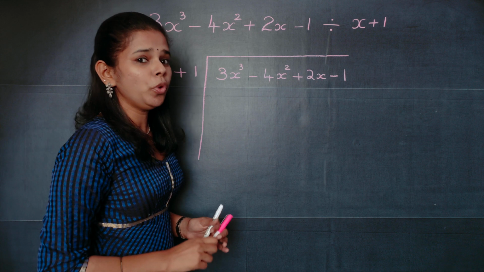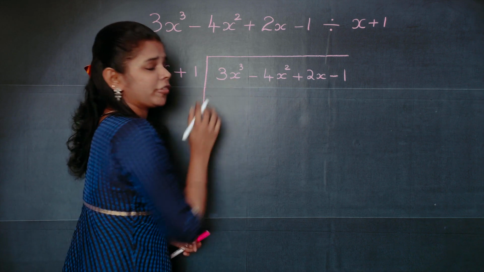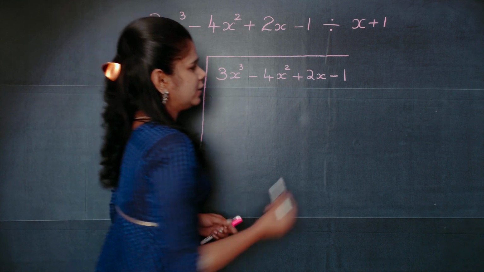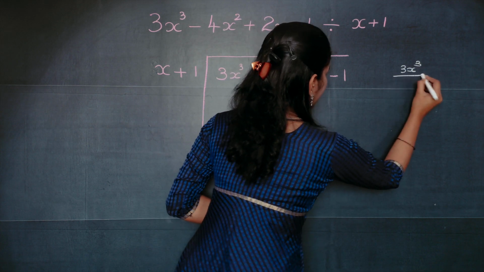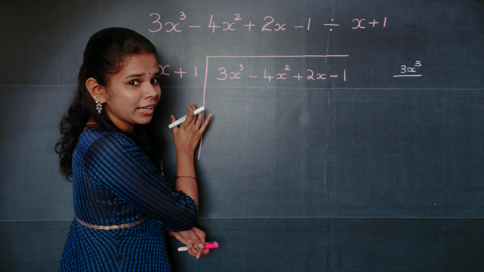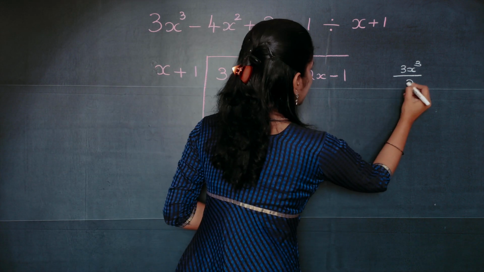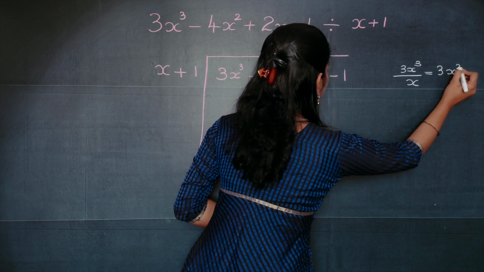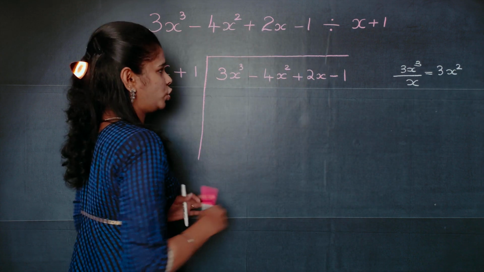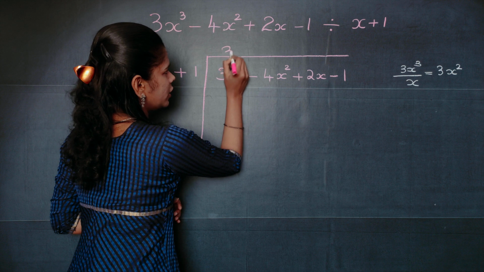Now what you should do? You should take the first term of the dividend, that is 3x cube, divided by the first term of the divisor, and that is x. So when you divide, you will get 3x square, and that is the first term of the quotient. You will write it over here.